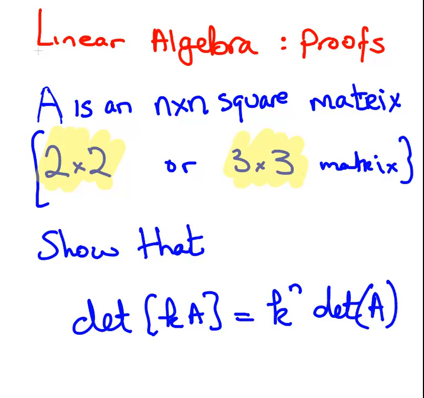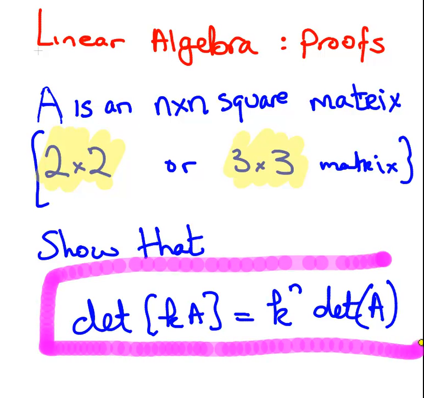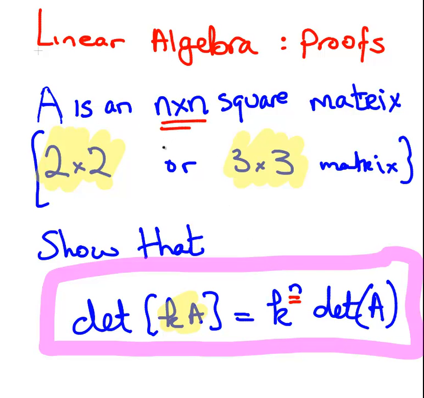So just bear that in mind. Essentially what we're asked to show here is that the determinant of k times A equals k to the n times the determinant of A. The determinant of k times A, which is just a scalar multiple of A, is equal to the determinant of A times k to the power of n. Just to be clear, n is the dimension, the number of rows or the number of columns of the square matrix. Okay, so let's get cracking.